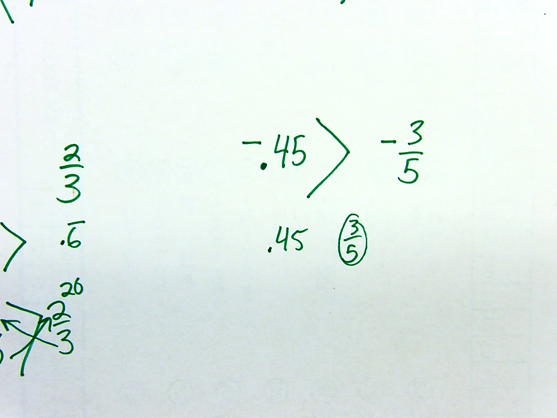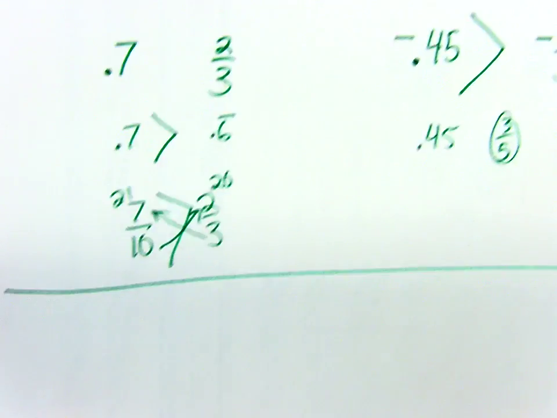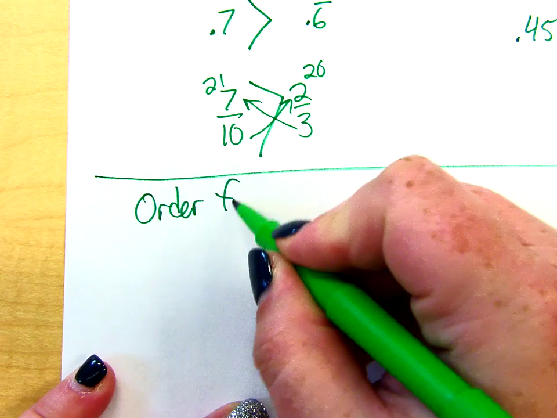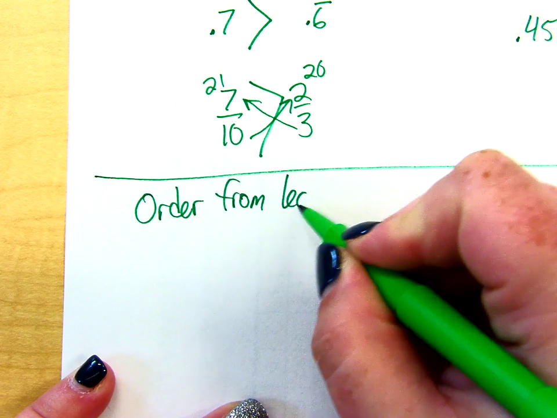Okay? One more thing that I want to show you before I give you something to try on your own. What if you have more than two numbers? So say you had 3 or 4, and I asked you to put them in order. Let's try that. So let's do order from least to greatest.